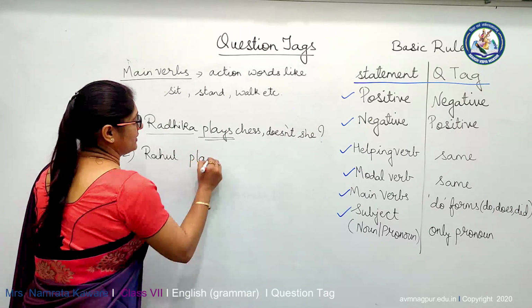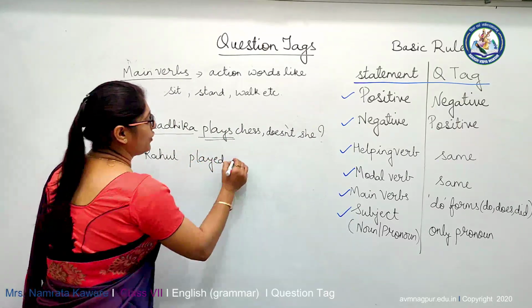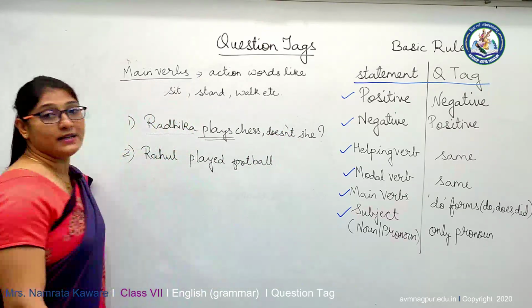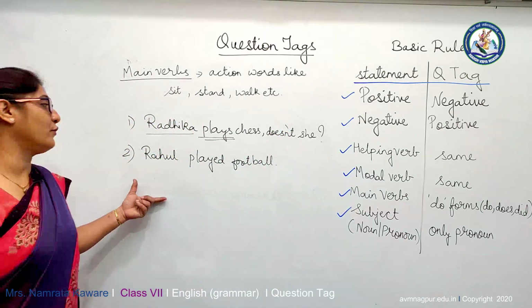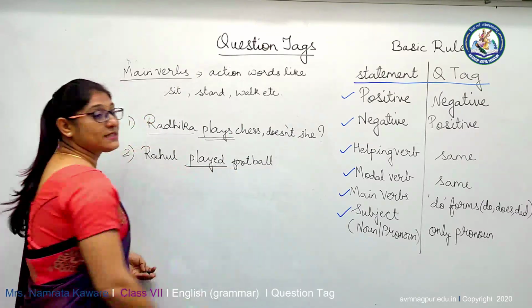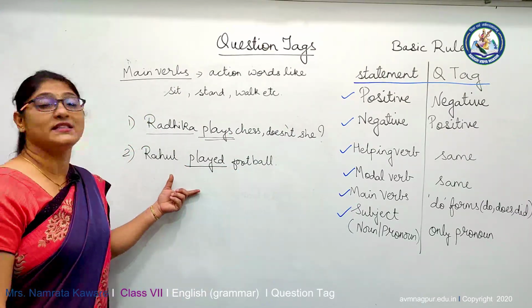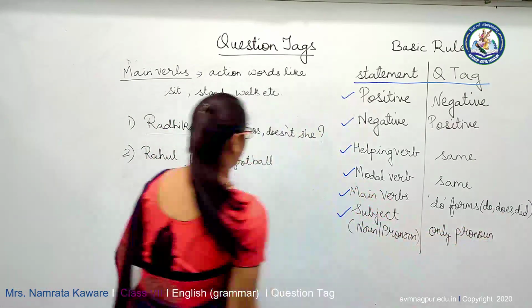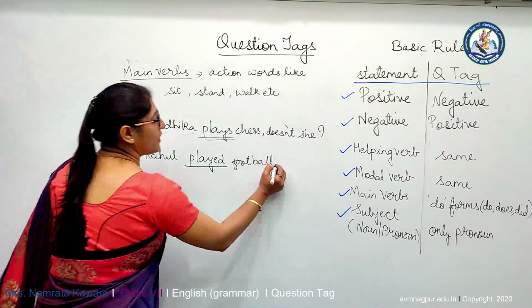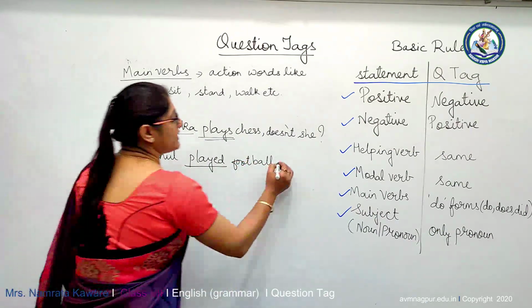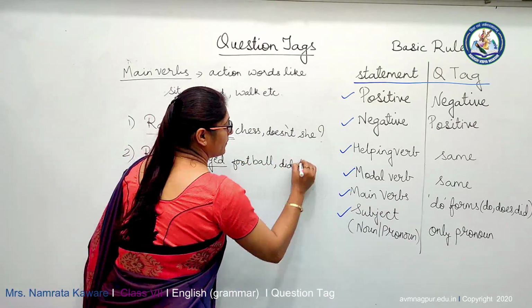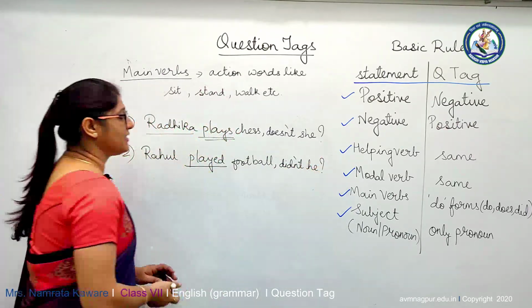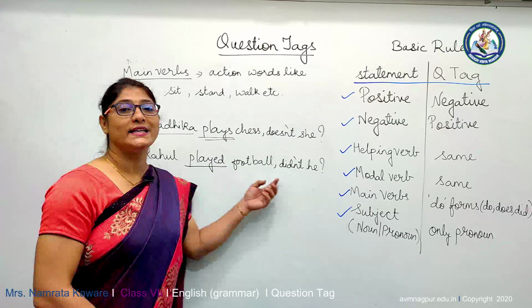Rahul played football. Here I am using the same verb for a better understanding. Rahul played football. Here we can see it is the second form of the verb, or also we can say the past form of the verb. For past form we write did. And the sentence is positive, so we'll write didn't. And for Rahul we'll write he. The question tag goes this way: Rahul played football, didn't he?